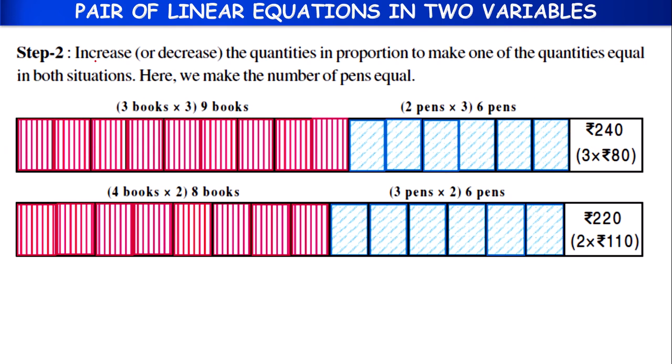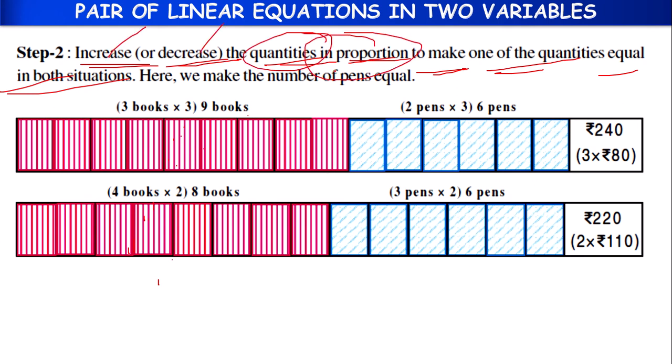Now, in step 2, we have to increase or decrease the quantities in proportion to make one of the quantities equal in both situations. That means at least one quantity has to be equal in both situations. Like that, we increase or decrease the quantities in proportion.